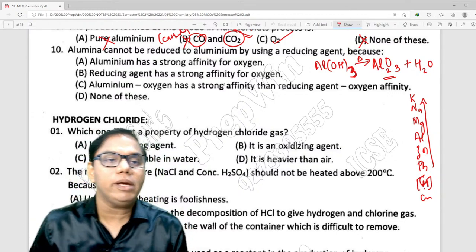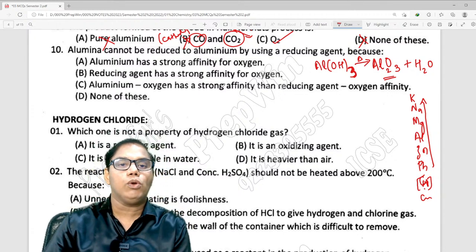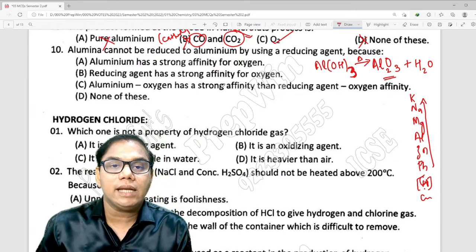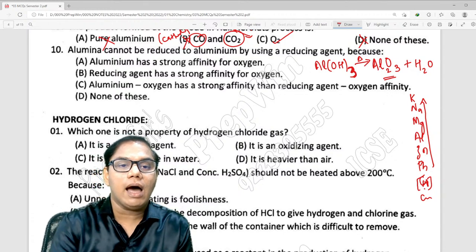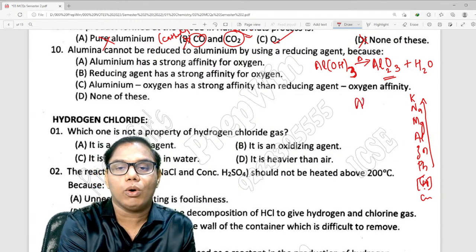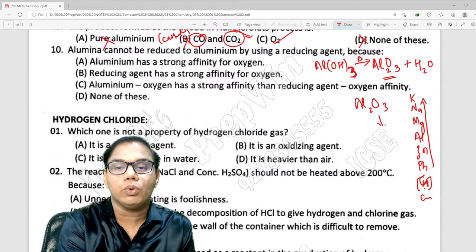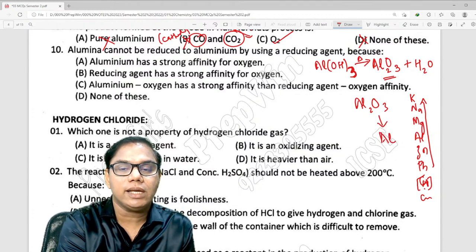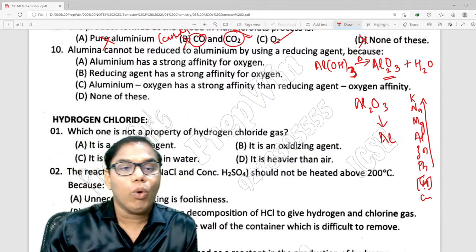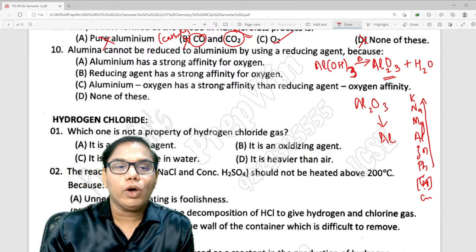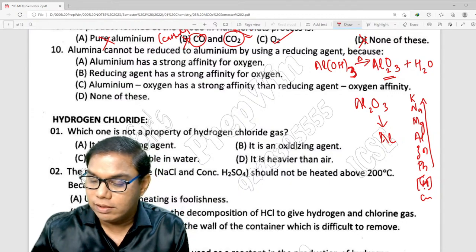Alumina cannot be reduced to aluminium by a reducing agent. Why? Alumina, Al2O3, cannot be reduced to aluminium by any reducing agent. So what does a reducing agent do? It removes O. It removes O. I think I have already given this answer.